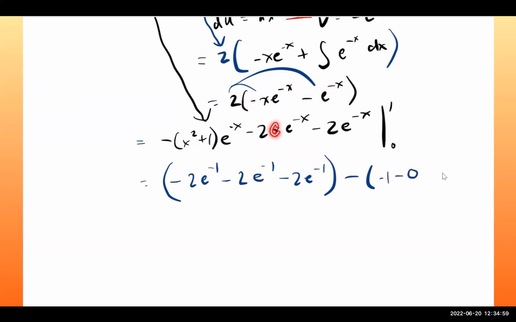Minus 0, this is going to be 0 because 0 here is just going to cancel the entire term out. And then if you plug in 0 here, that's going to be minus 2. So this becomes minus negative 3, but minus a negative 3 becomes a plus 3. So this is plus 3. And then these are all like terms. If you combine them, you get negative 6e to the negative 1. And that does it. That is our final answer.